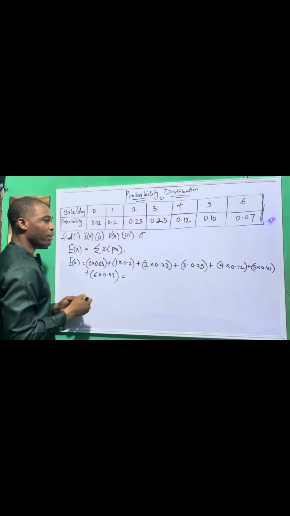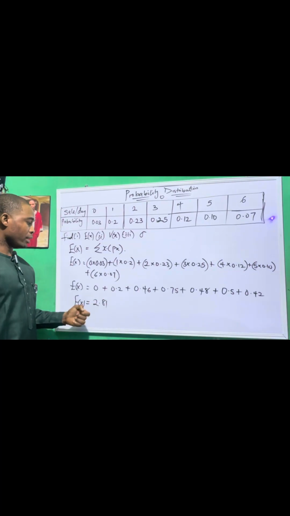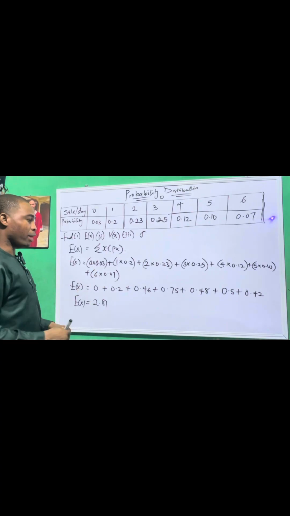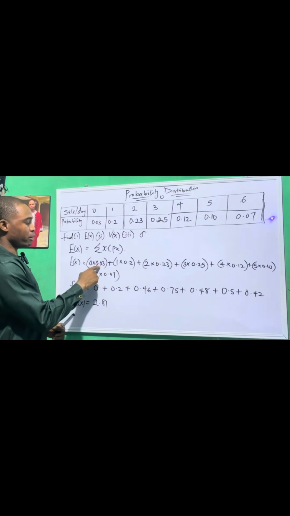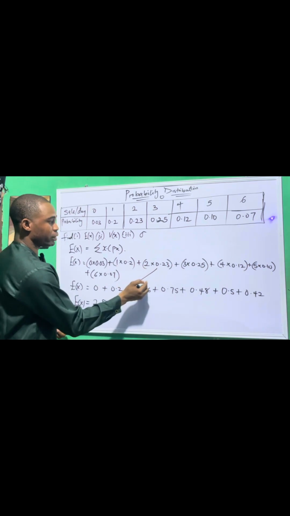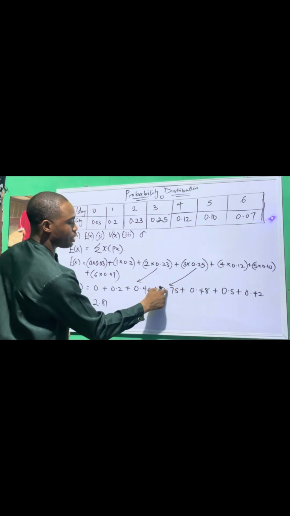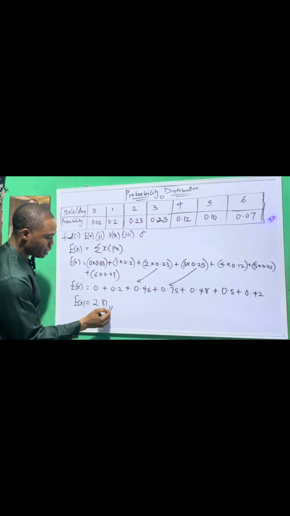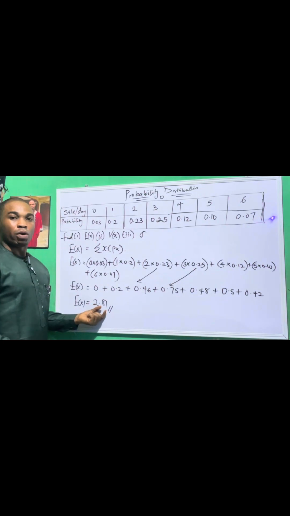Then we need to find the value of all these additions. After multiplying the value of x by the probability of x, we have this: 0 times 0.03 gives us 0, 1 times this gives us this, and as it continues like that, we get 0.7 for this one. Then the summation of everything results to this. So the expected value of x is what gives us this.